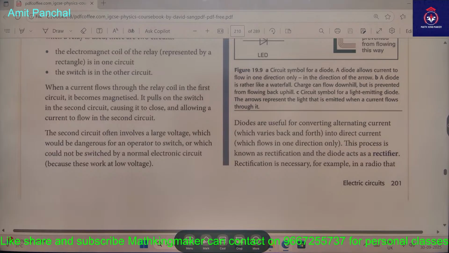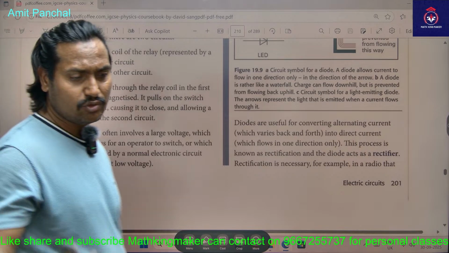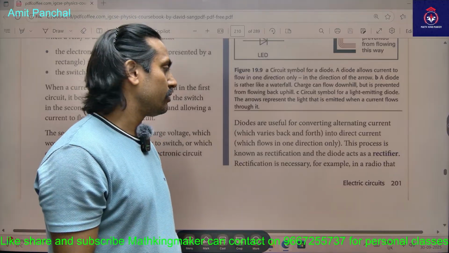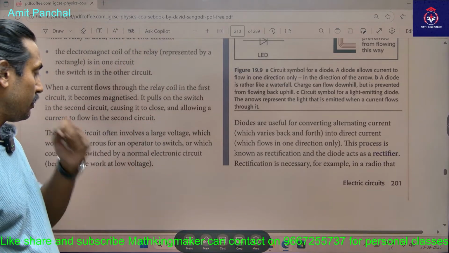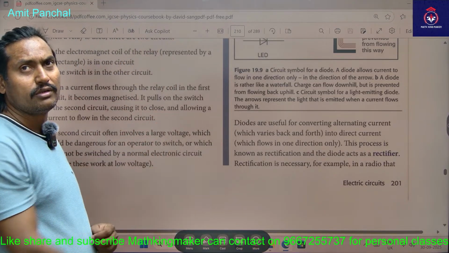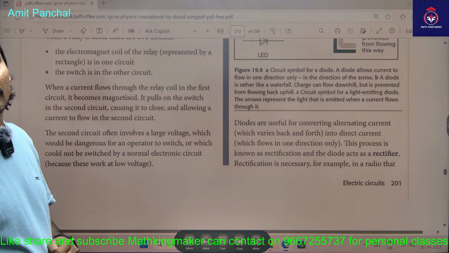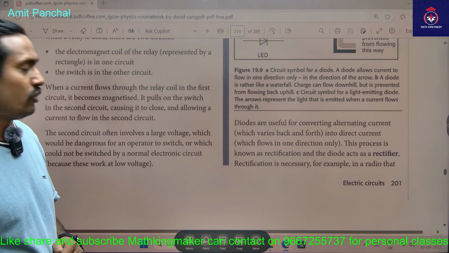The second circuit often involves a large voltage, which would be dangerous. So why is a relay used? Why are we not putting in a switch only? Why are we using a relay? Well, in some circumstances a switch might not work.